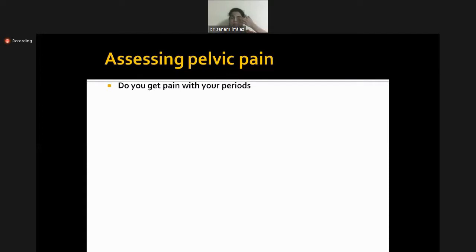Okay, so what is pelvic pain? Pelvic pain is constant chronic pain in the pelvis, and this is not related to your menstrual cycle. And the total period of pain to fulfill the criteria should be at least 6 months to call it a chronic pelvic pain. So you get pain with your periods. If you're getting pain with your periods, it's dysmenorrhea.